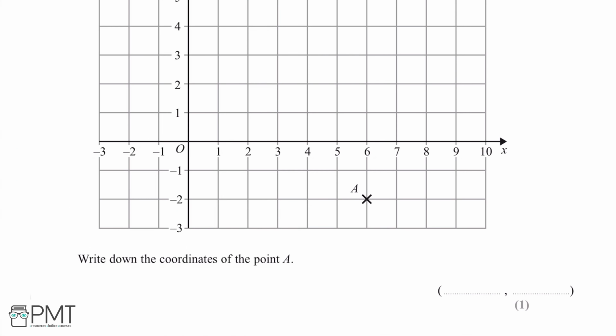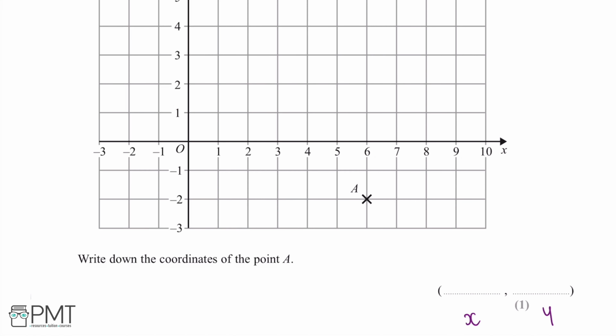Write down the coordinates of point A. So when using coordinates, we'll always put the x value first and then the y value second. Now in this question, the first thing we'll look at is the x-axis. And in order to find the coordinates of point A, we want to count along from the origin, which is this point here, 0, 0, until we reach the point A.